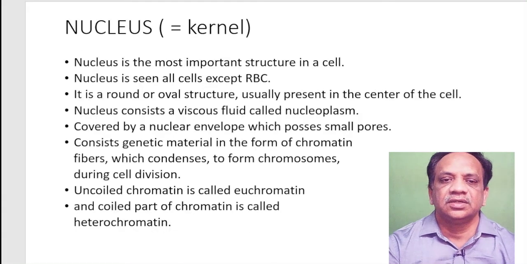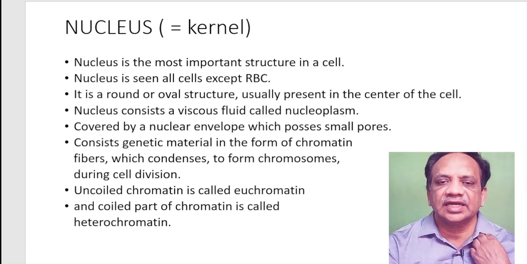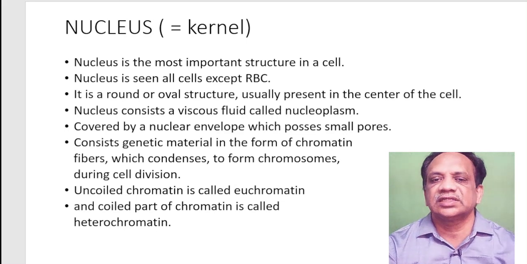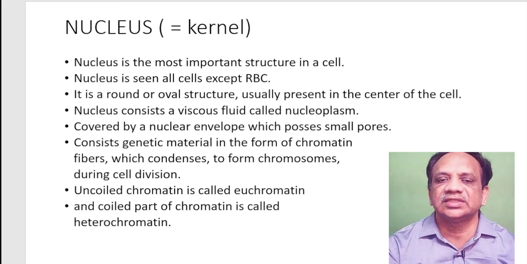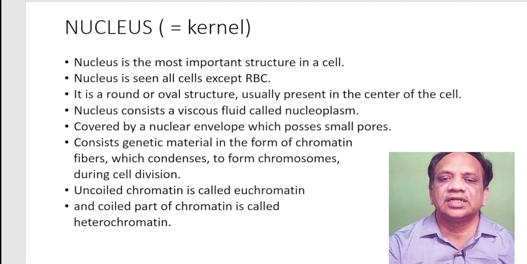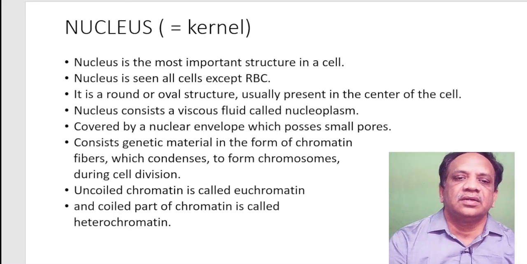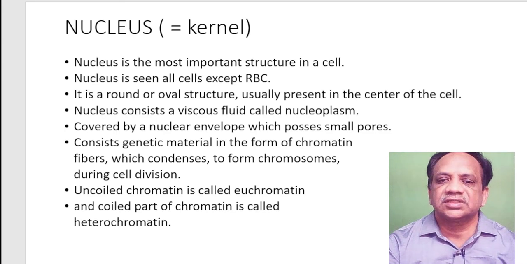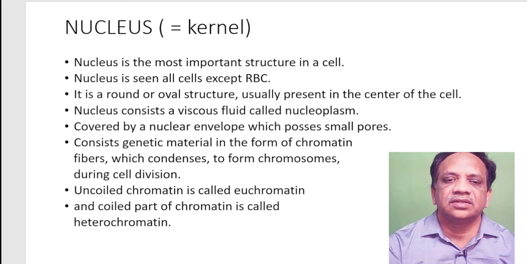We start with the nucleus, that is called kernel. Nucleus is the most important structure in a cell. Just like the kernel in a seed, the nucleus is the most important structure in a cell. So, nucleus is seen in all cells except RBC. It is a round or oval structure usually present in the center of the cell.